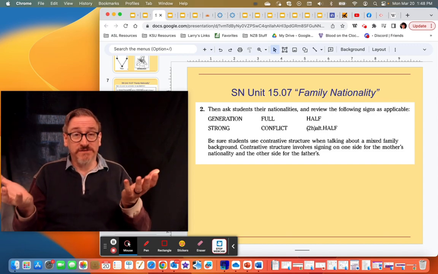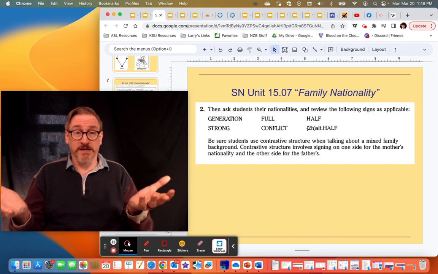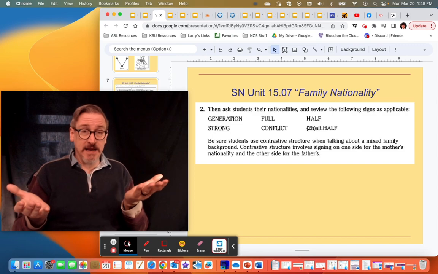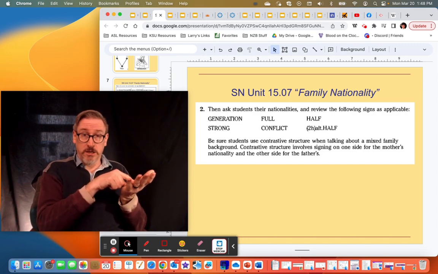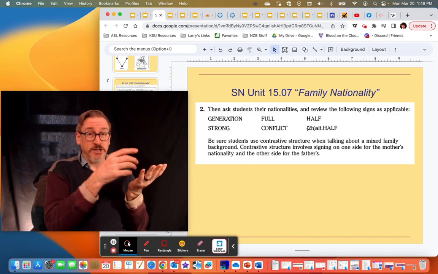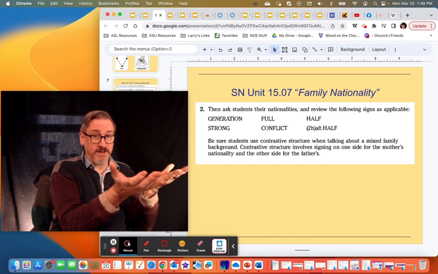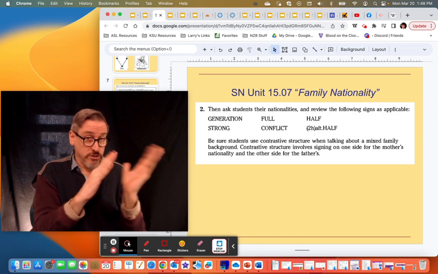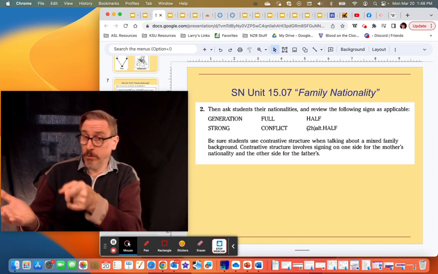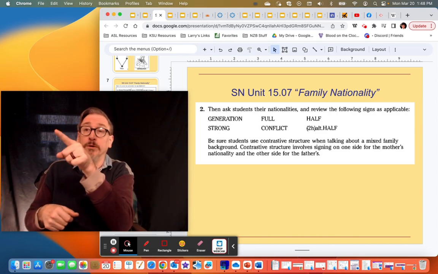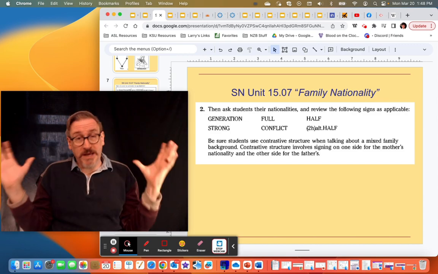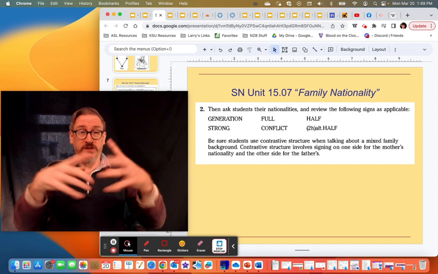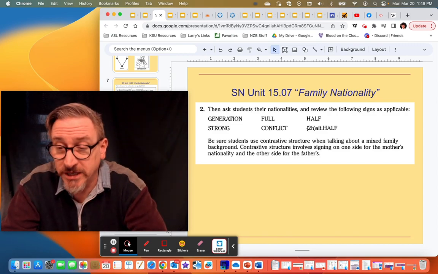And the contrastive structure is going to help tremendously. So you've got one parent on one side, another parent on the other side. Then from this side, well, both sides, but from this side, you could have the right-hand side and the left-hand side. So each time you can do that contrastive structure. Picturing it is going to be the clearest. Otherwise, we end up just signing everything happening right in the middle, and then it's really confusing.